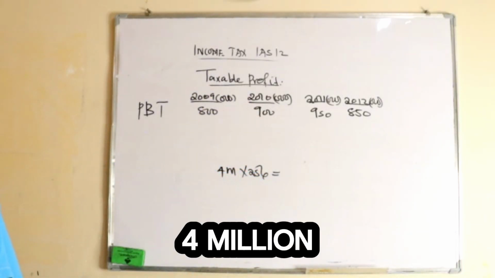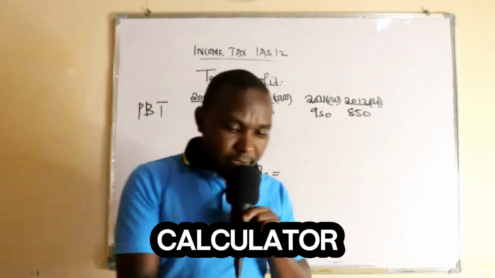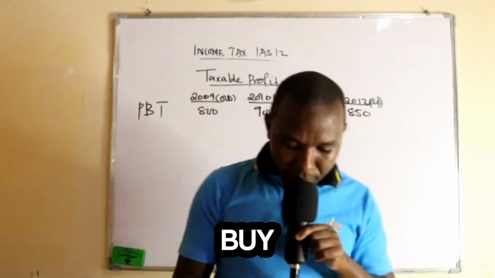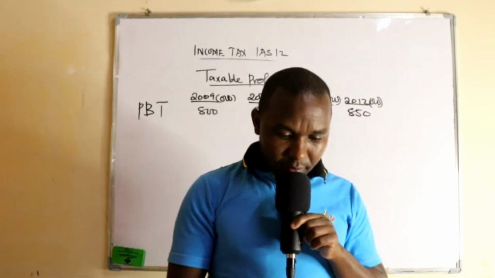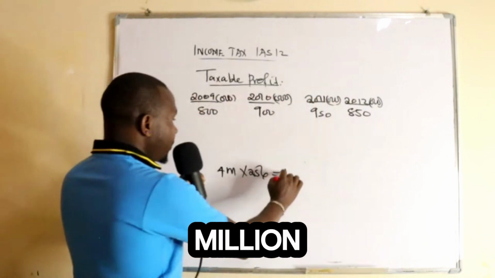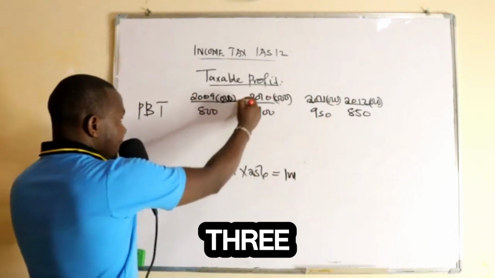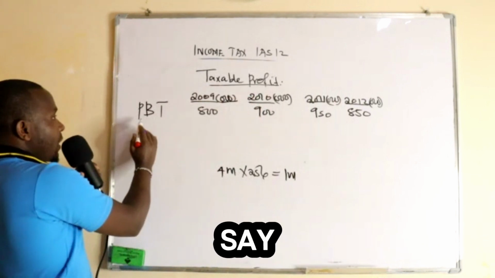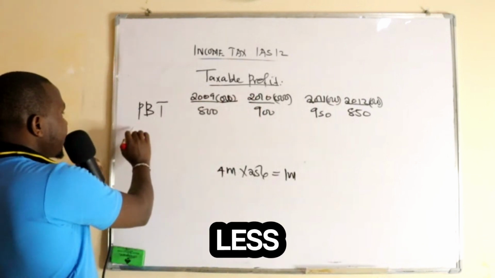25% of 4 million. Do you have a calculator or are you using a phone? Buy your calculator. Which is a million. This is 1 million. So I have removed 3 zeros. So I will say less.